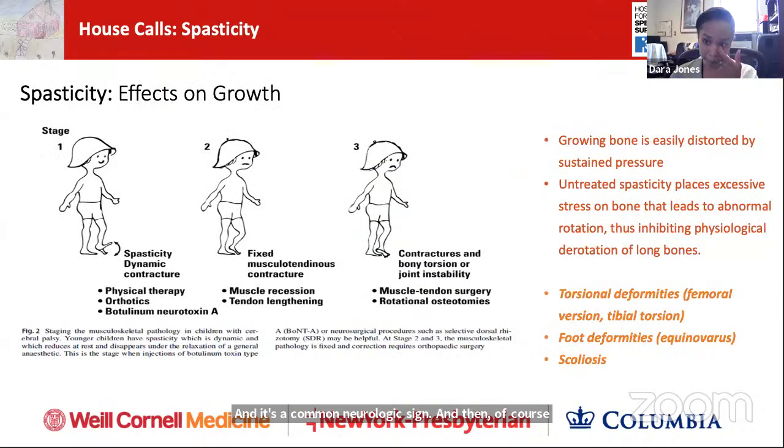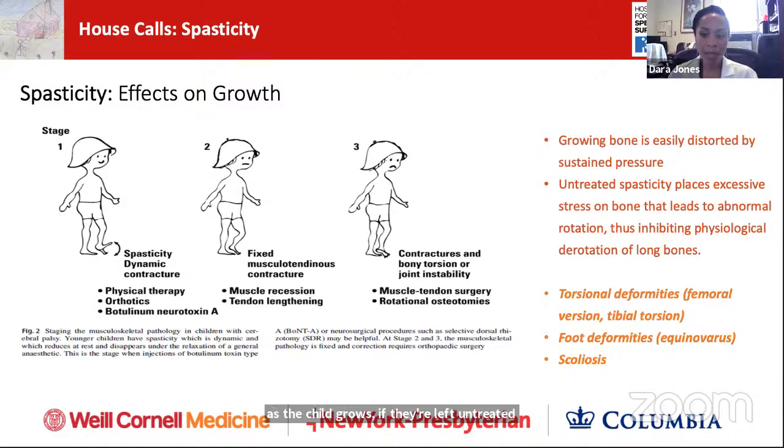Next slide. So aside from potential for deformity, why else do we care about spasticity? And how are the goals different in children versus adults? Well, children aren't born with contractures or hip dislocations or spinal deformities. Those changes occur over time as the child grows if they're left untreated.